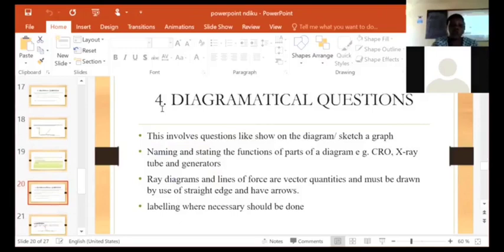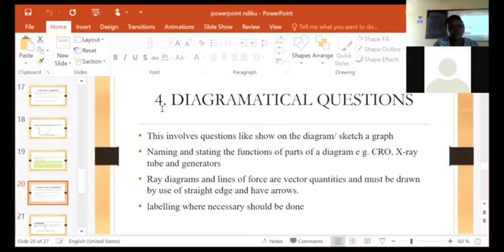From there, we have the fourth type of questions. They are graphical questions, which involve sketching. Sketch a graph showing an object falling in half. When we are sketching the graph, then label the axis.